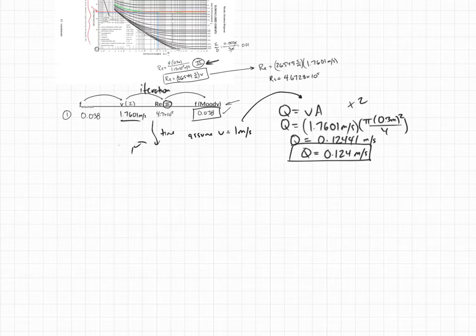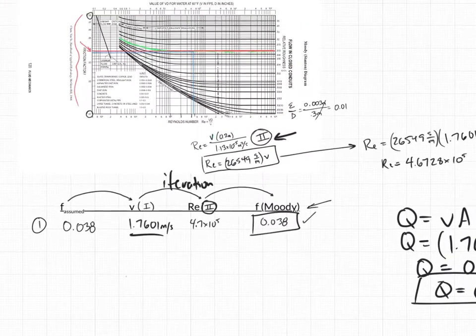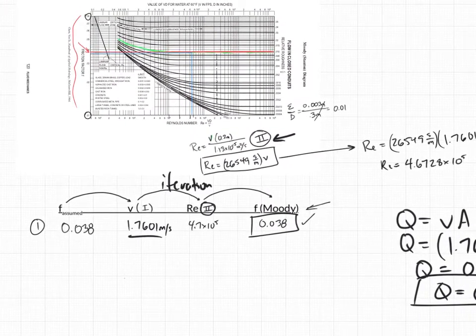In this case, this was pretty amazing. I got the right answer on the first try. This will not usually happen for you. It doesn't usually happen for me. So I'm going to show what happens if you get a bad guess. Let's suppose I'm not going to choose 0.01, because that's kind of off the chart here.